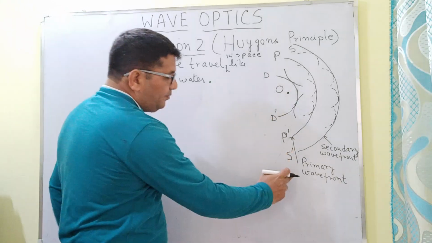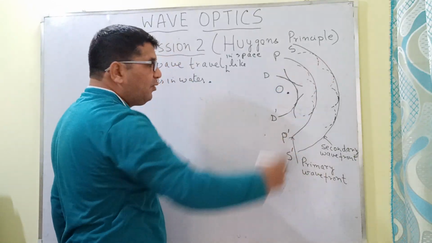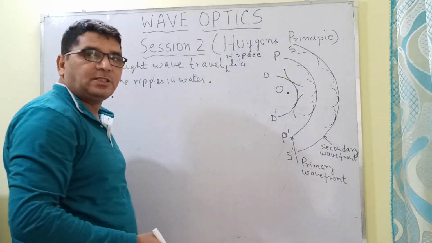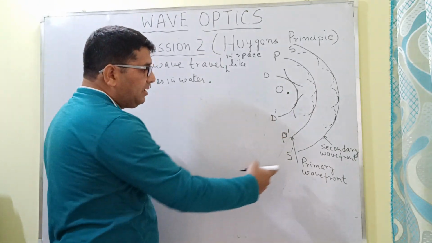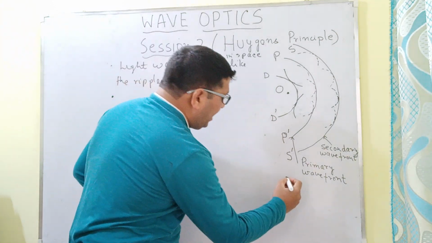this. This is the wavefront which is propagating in the forward direction, but there is also the generation of the wavefront which is propagating in the backward direction, which is called the back wave, or you can say the back wavefront.